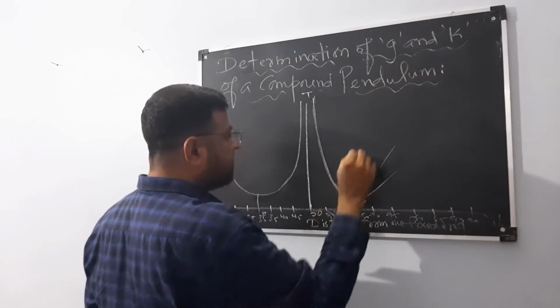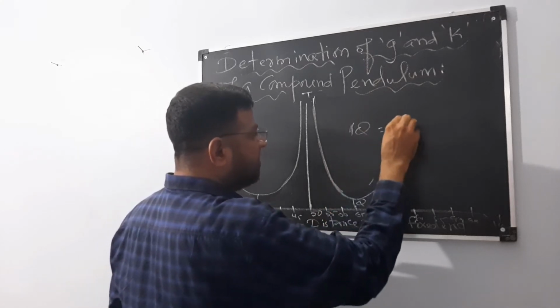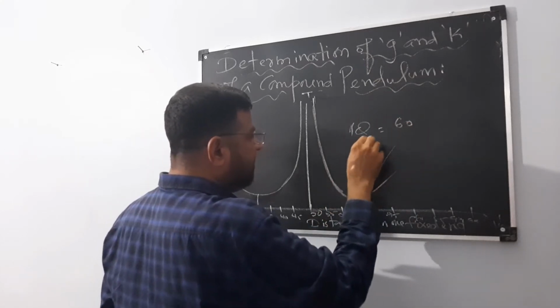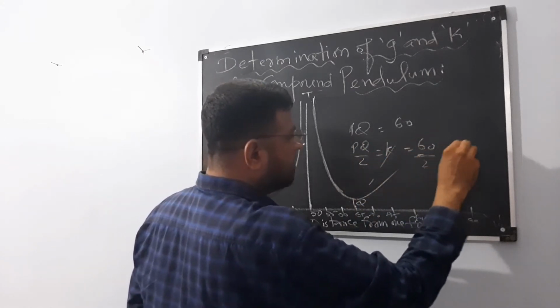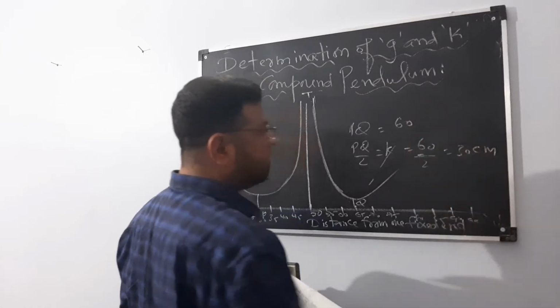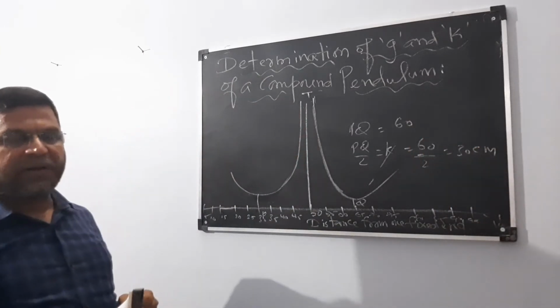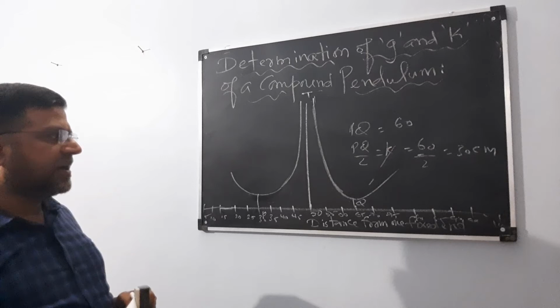So this point is P. Therefore you will find PQ is equal to 60. Therefore PQ by 2 is equal to K. That is equal to 60 by 2. That is equal to 30 centimeter. This we will find in the experimental part. So that 30 is known as the radius of gyration.